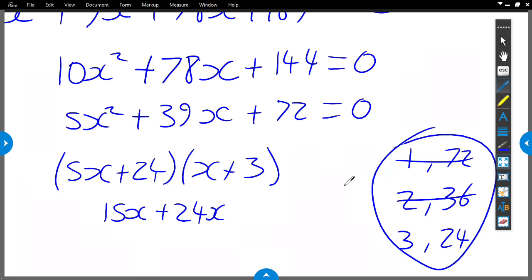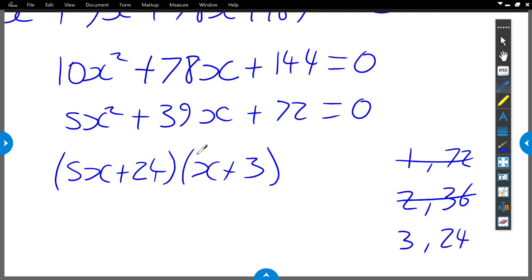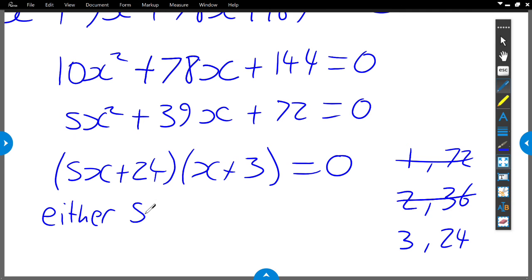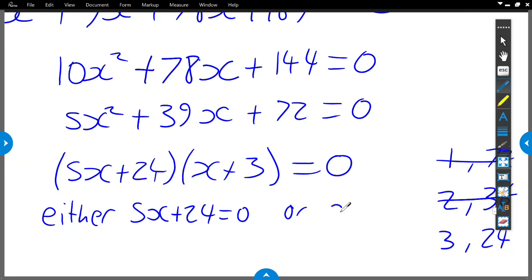So start with your factors, list them in pairs, and trial and error. See which ones work. And both of these brackets times together still equal 0. This tells us that one of these has to be equal to 0, because this here is going to give us a number, and this here is going to give us a number. The only way we can times two numbers together and get 0 is if one of these numbers is 0, or both of them. But they can't both be 0, in this case anyway. So either 5x plus 24 is equal to 0, or x plus 3 is equal to 0.